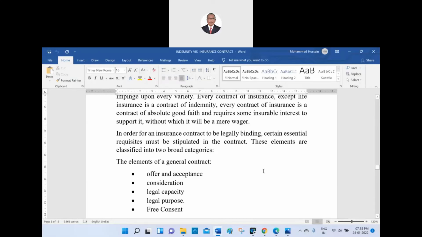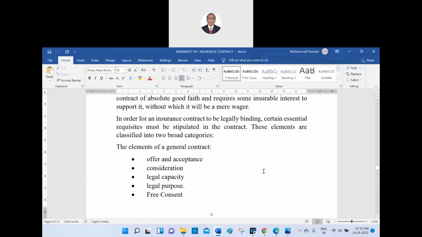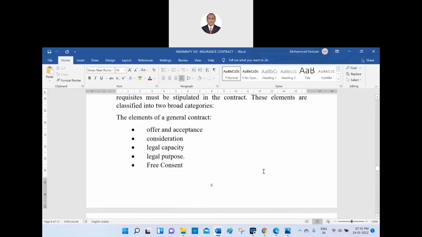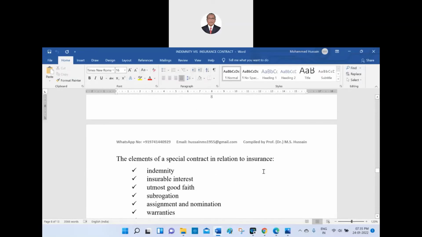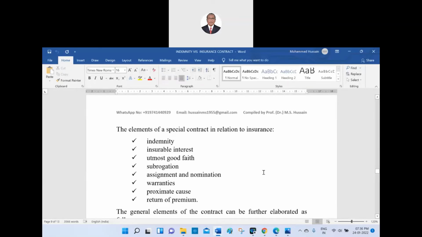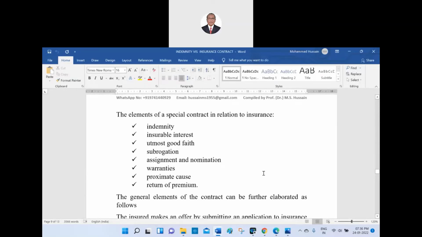In order for an insurance contract to be legally binding, certain essential requisites must be stipulated in the contract. These elements are classified into two broad categories. Number one, the elements of the general contract: offer and acceptance, consideration, legal capacity, legal purpose, and free consent. Number two, the elements of the special contract in relation to insurance: indemnity, insurable interest, utmost good faith (uberrimae fidei), subrogation, assignment and nomination, warranties, proximate cause, and return of premium.